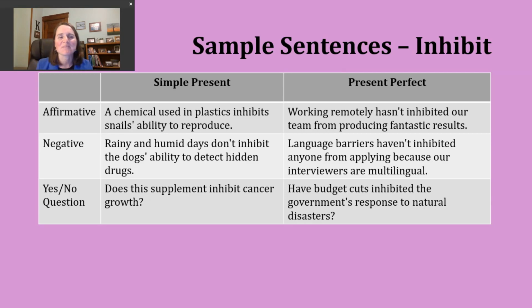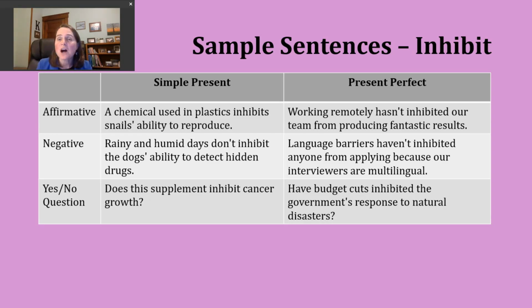Here's another example. Does this supplement inhibit cancer growth? So again, this was something I saw many examples of in, of course, more scientific or health-related articles.